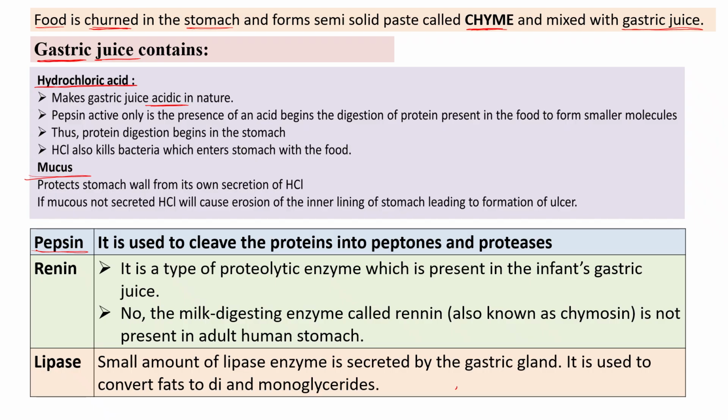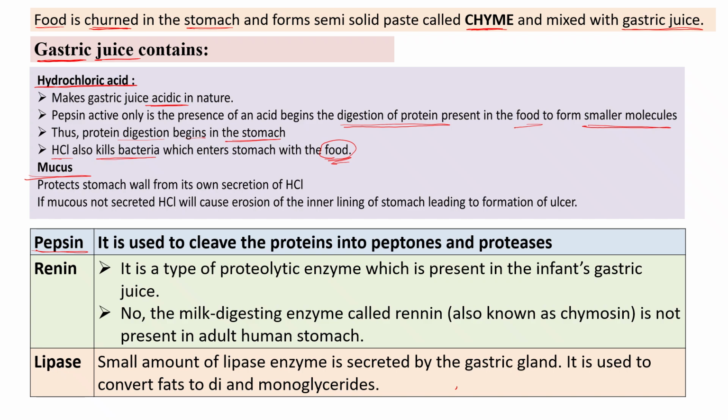Pepsin is active only in the presence of an acidic medium. So when the HCl is released, the medium becomes acidic and pepsin is activated and begins the digestion of protein present in the food to form smaller molecules, as protein digestion begins in the stomach. HCl also kills the bacteria that enter the stomach with the food. So any bacteria that enter with the food will be killed by this HCl.